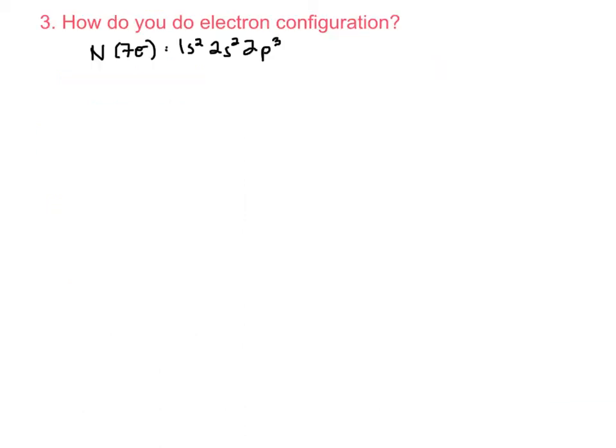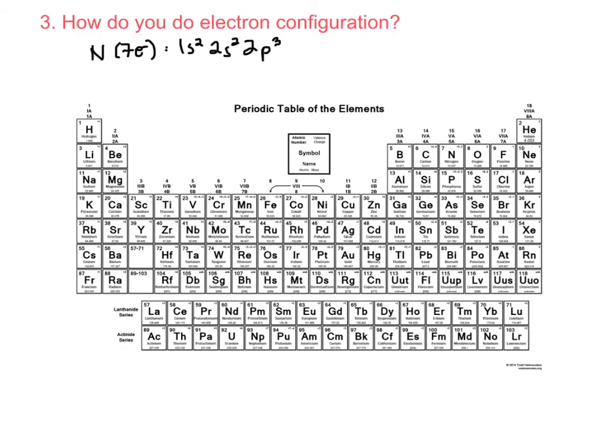So how do you actually do electron configuration and ensure that you have the right number of electrons in each orbital and that you have the orbitals in energy from low to high? The easiest way is to use your periodic table for help. So I have the electron configuration for nitrogen up here already, and I'm going to show you how I actually got that electron configuration.